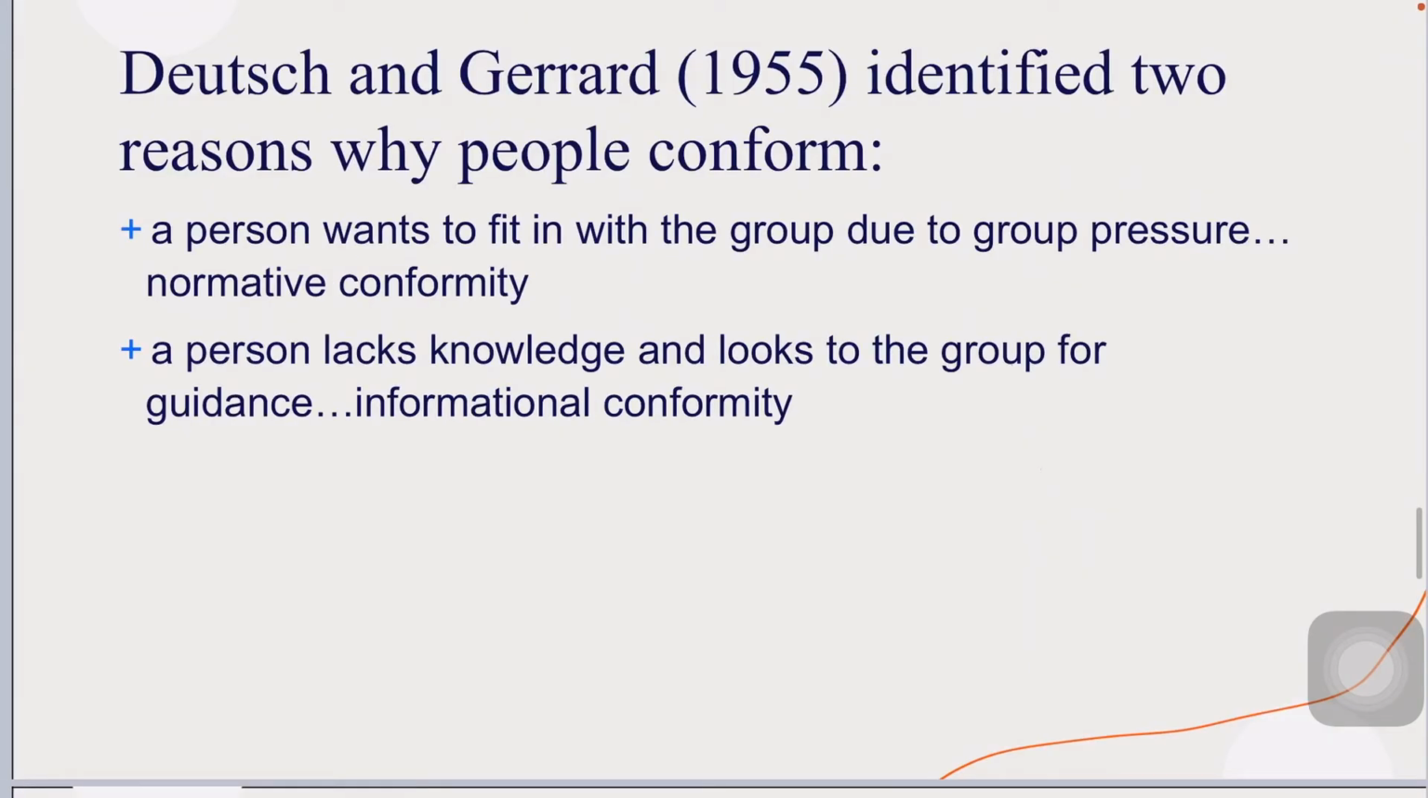Deutsch and Gerard identify two reasons why people conform. A person wants to fit in with the group due to group pressure. An individual is scared of being rejected by the group. This type of conformity is known as normative conformity, which usually involves compliance. On the other side, informational conformity usually occurs when a person lacks knowledge and looks to the group for guidance, or when a person is not clear about a situation and socially compares their behavior with the group. This type of conformity usually involves internalization, where a person accepts the views of the group and adopts them as an individual.